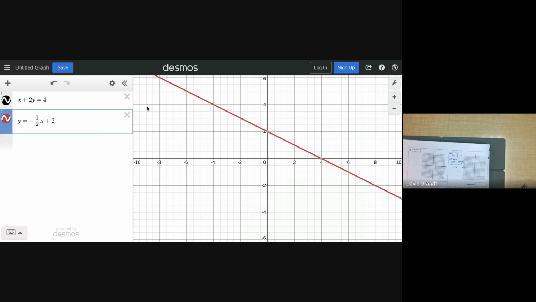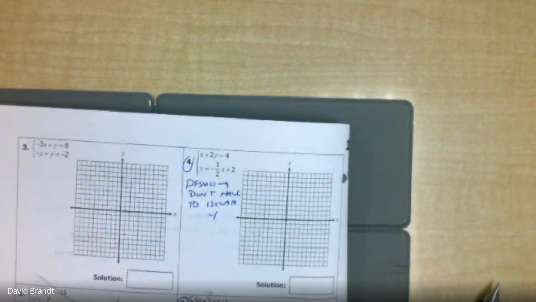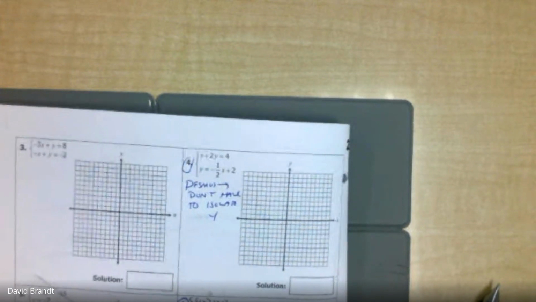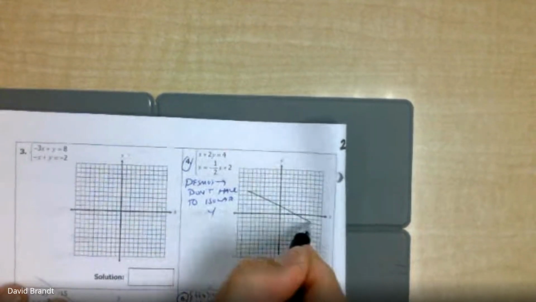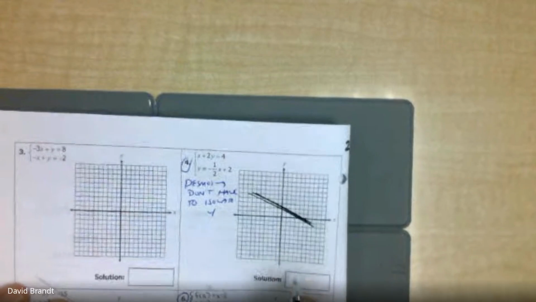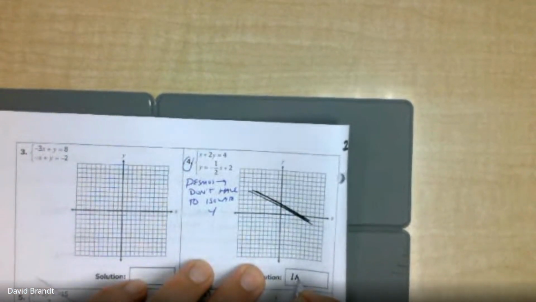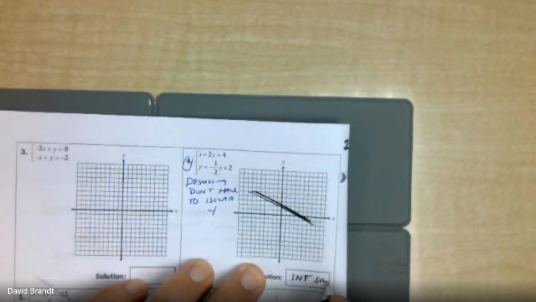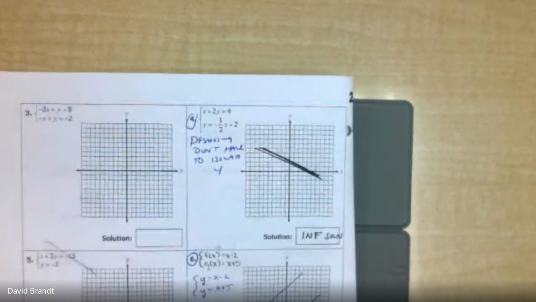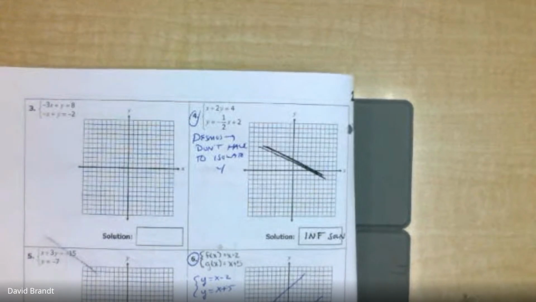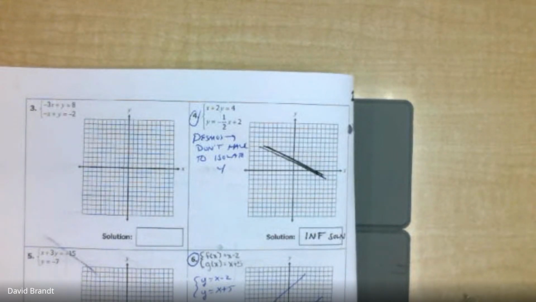Note those two lines are right on top of each other. So that's an example where you have an infinite number of solutions. That one looked like this. Both lines were right on top of each other. So that is infinite solutions. It has an infinite number of solutions. So that's how you solve by graphing. And since we're doing it on Desmos, it's very simple.